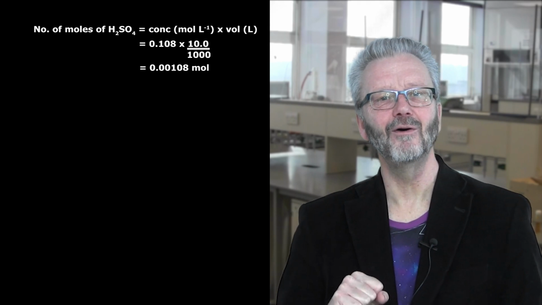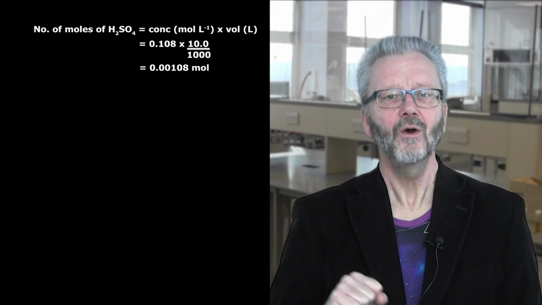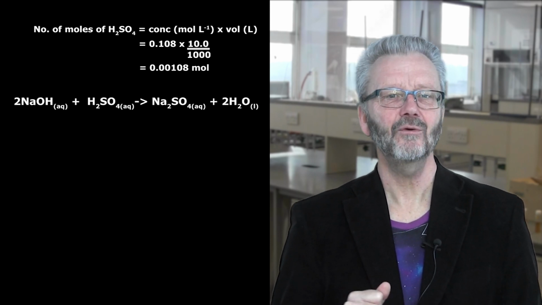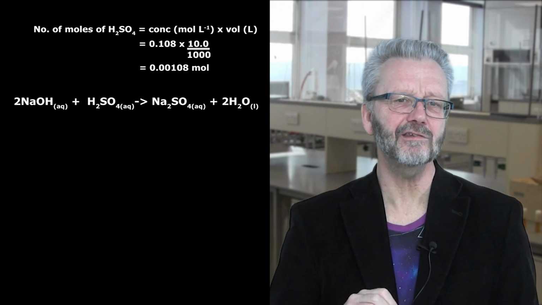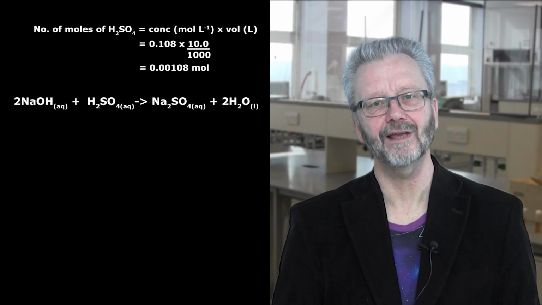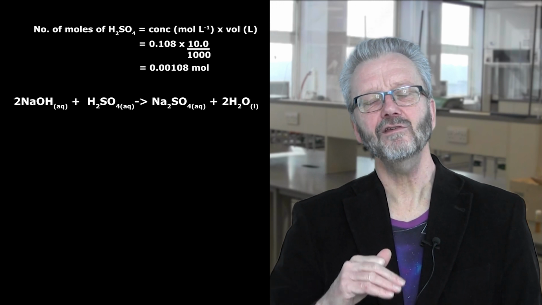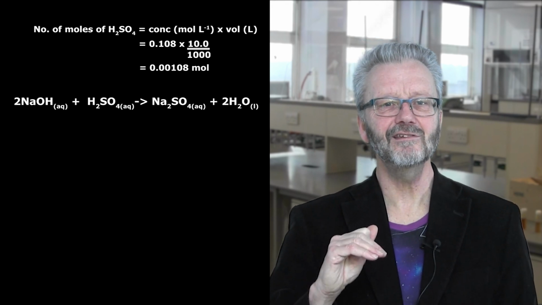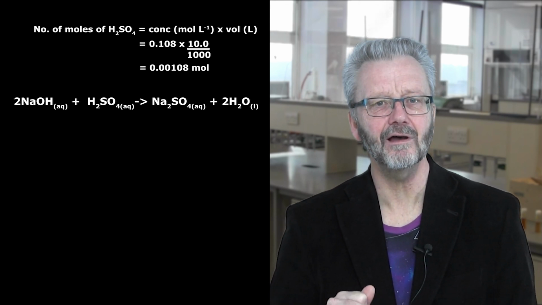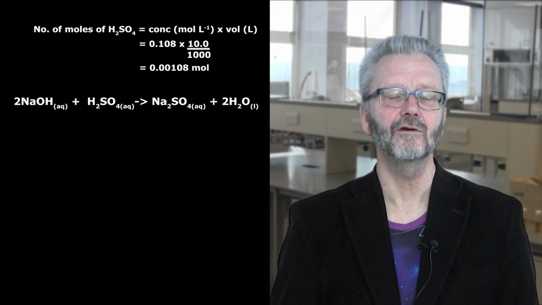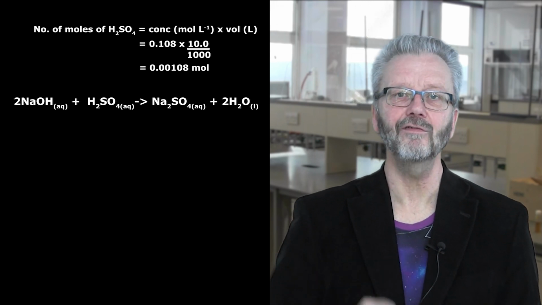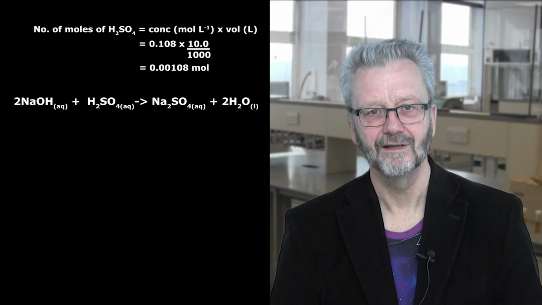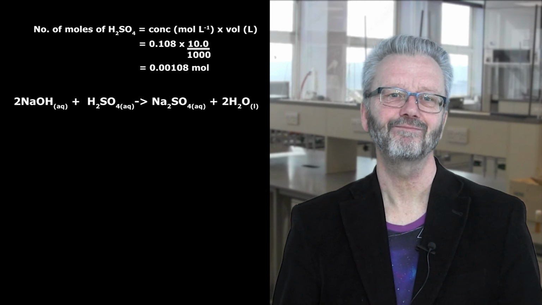To infer the number of moles of base from the number of moles of acid, we need to check the overall reaction. Here it is. Here we can see that 2 molecules of sodium hydroxide react with 1 molecule of sulfuric acid. We say that the stoichiometric ratio is 2 to 1. So if we used exactly the right amount of sodium hydroxide, we'd have added twice as many molecules of sodium hydroxide as there were of sulfuric acid. Hence, there will have been twice as many moles of hydroxide as there was of the acid.